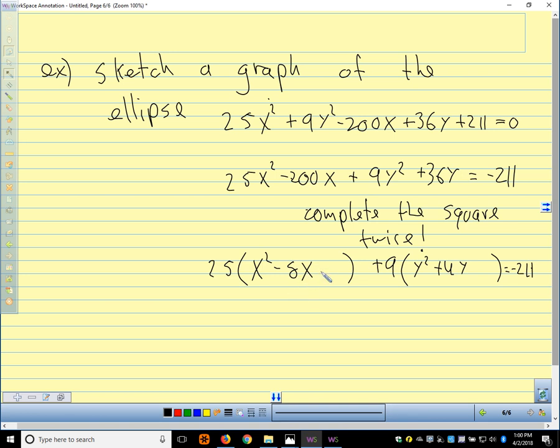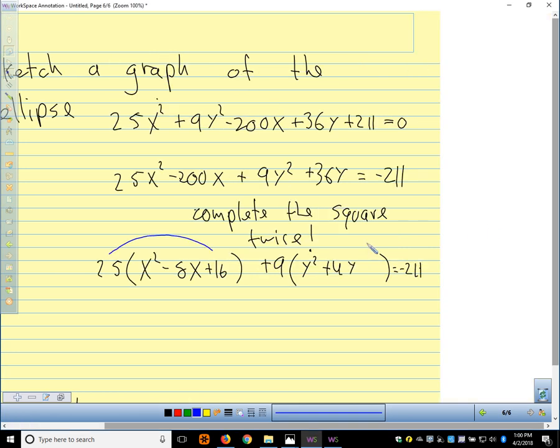Divide 8 by 2, I get 4, and I'm going to add a 16. And I remember that the 25 is being distributed to the 16, so what I'm adding here is 25 times 16, which is 400. Then I complete the square here: divide this by 2, so I get 2, add 4. And I remember that the 9 is multiplying the 4, so what I'm adding here is 36.